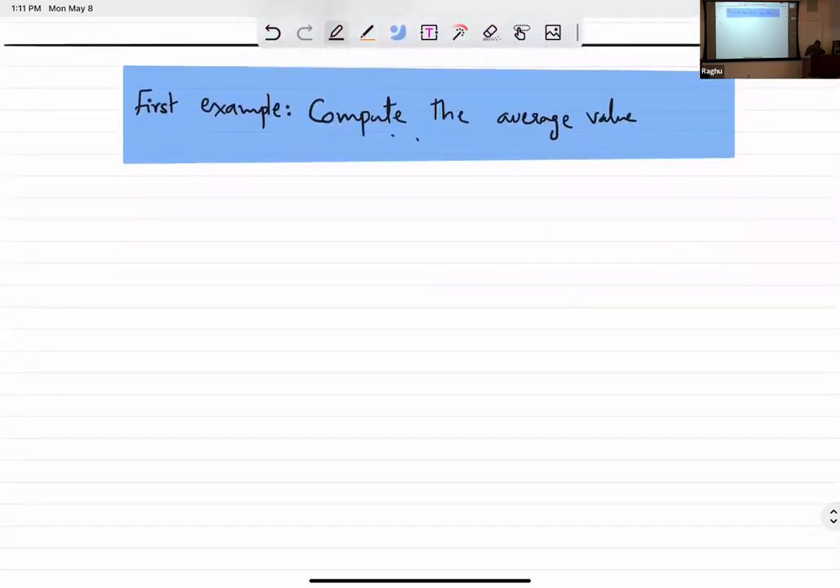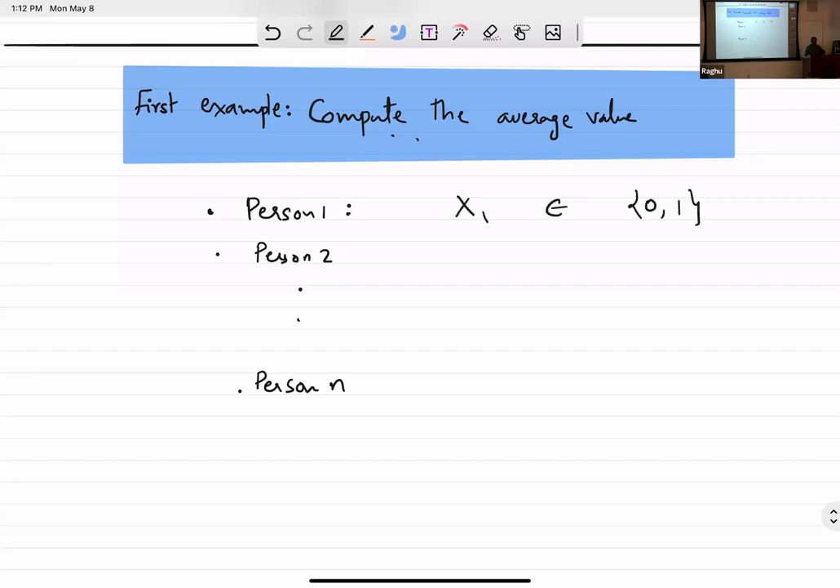So maybe to make it even simpler, let's say you have person 1, person 2, up to n people, and age, salary, let's make it even simpler and say each person has a preference, right? A variable which is 0 or 1. Okay, do they like ice cream or not, or something like that? Okay, that's the only thing that we are interested in.